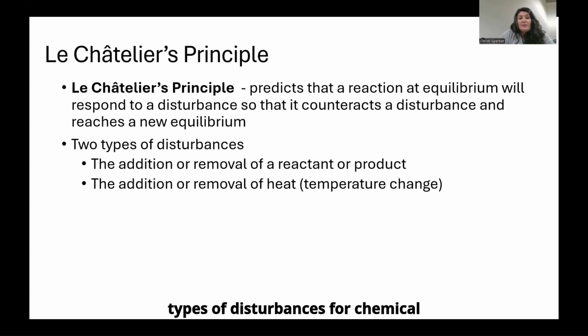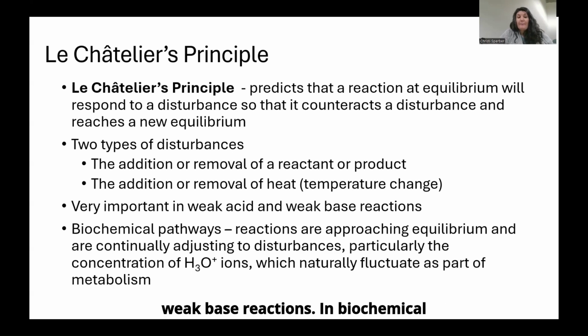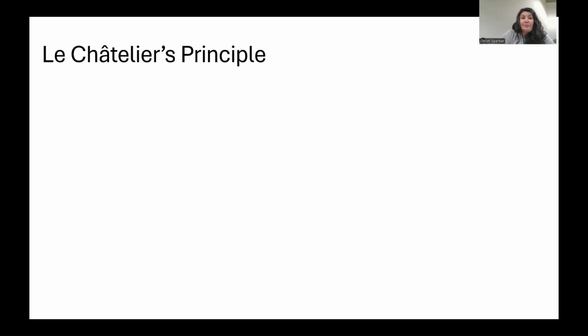There are two different types of disturbances for chemical reactions: the addition or removal of a reactant or product, and the addition or removal of heat or a temperature change. These are very important in weak acid and weak base reactions. In biochemical pathways, reactions are approaching equilibrium and are continually adjusting to disturbances, particularly the concentration of hydronium ions, which naturally fluctuate as part of metabolism.